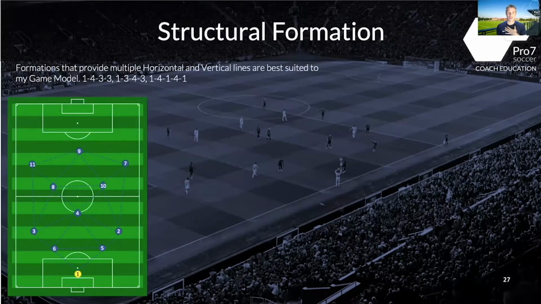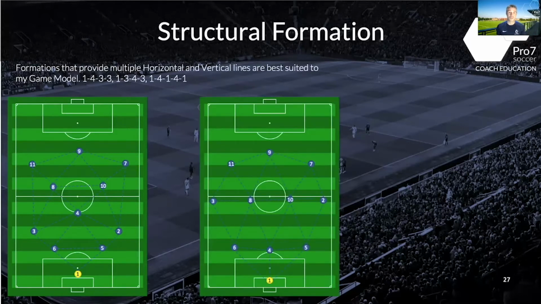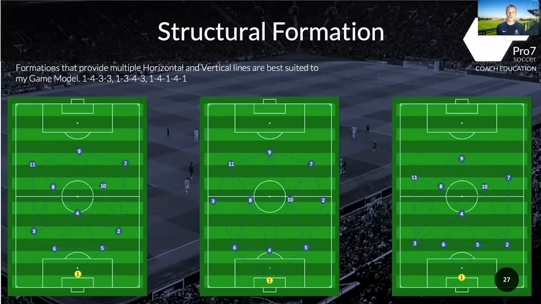Okay, so that would be formations like a 1-4-3-3, a 1-3-4-3, and 1-4-1-4-1. Okay, the one at the start is always for the goalkeeper. Sometimes they're forgotten when people talk about 4-3-3. They are in the team, so I always try and start it with a 1.